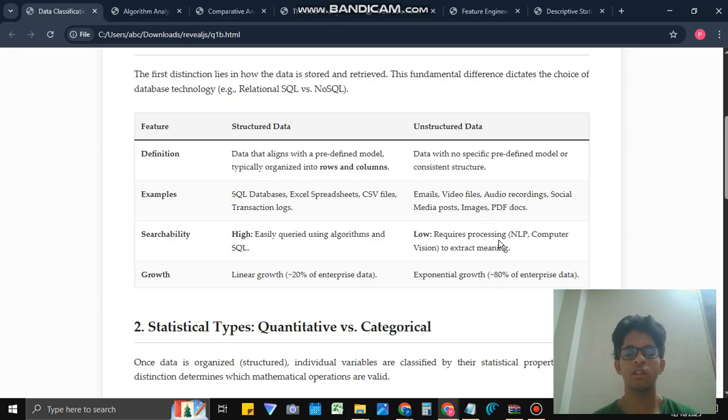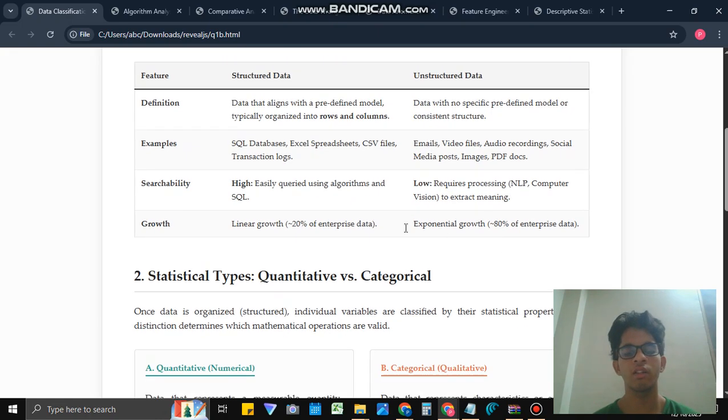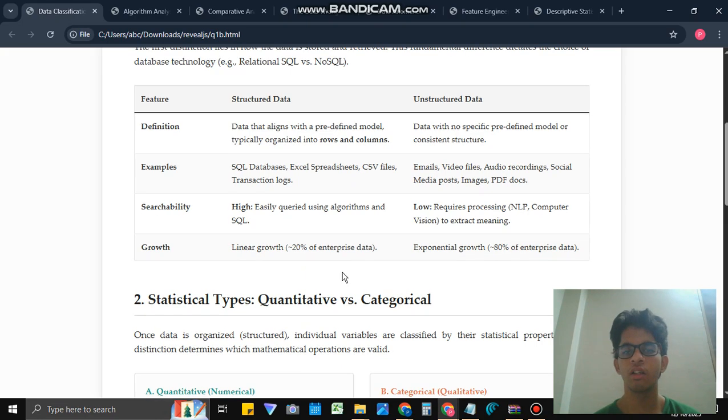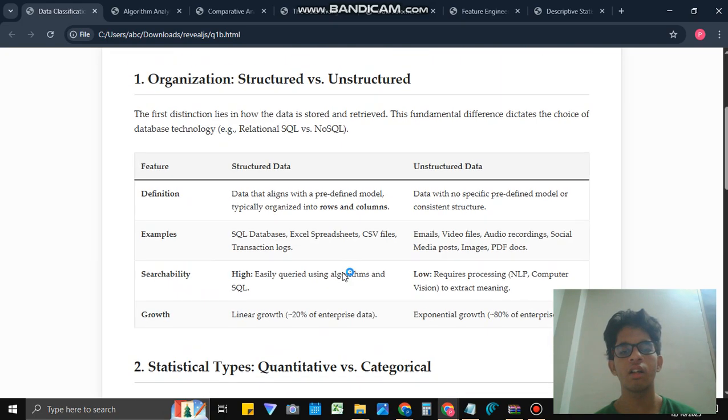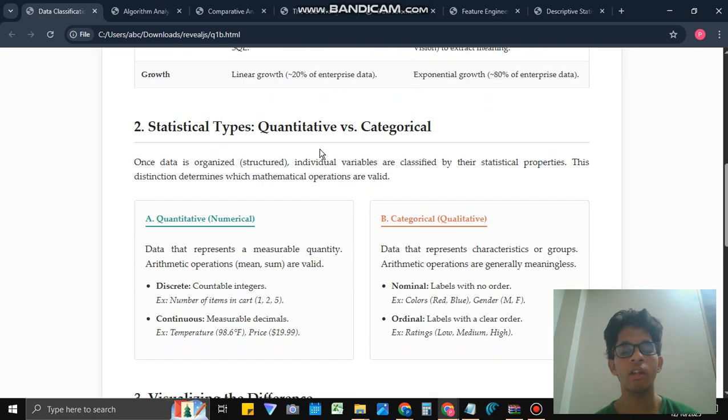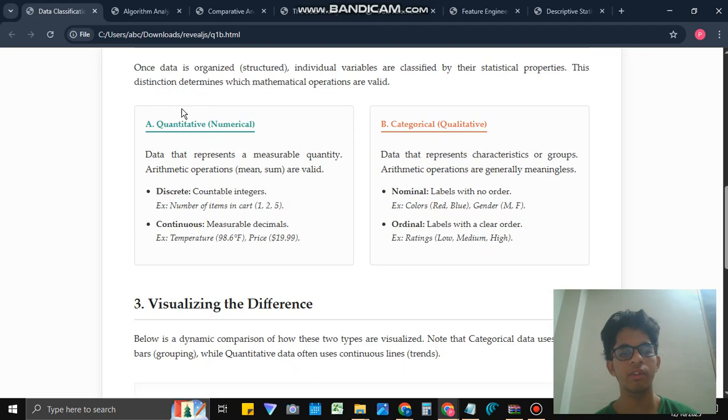Structured data do have a linear growth, and unstructured data they have an exponential growth. As we can see in the previous years, it's 20% and 80% respectively. Then we have statistical types, these were the organization types. Now we are coming to the statistical types.